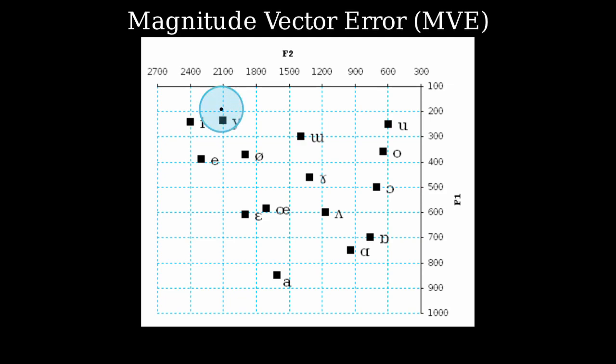Say someone makes a sound, then we can track where it lands on the formant plot and determine the closest symbol that it is to. This is the magnitude vector error method, and it offers a way to classify what sounds the person made from the formants in their speech.